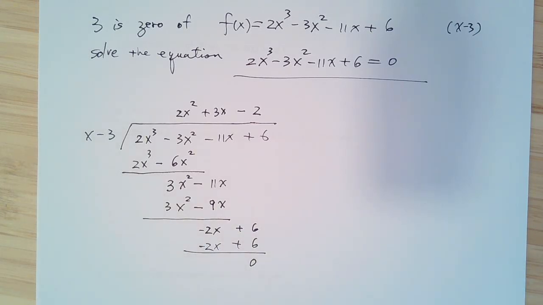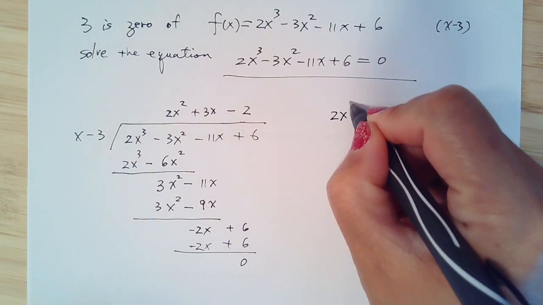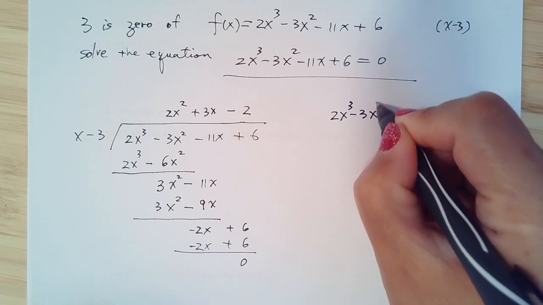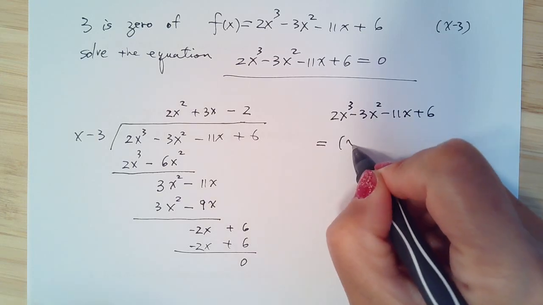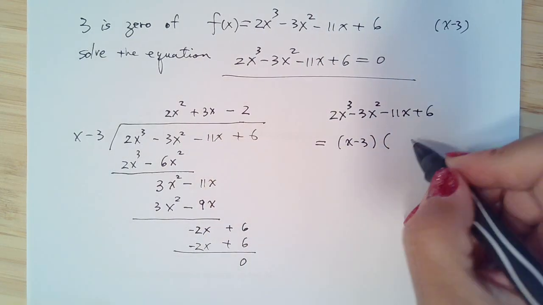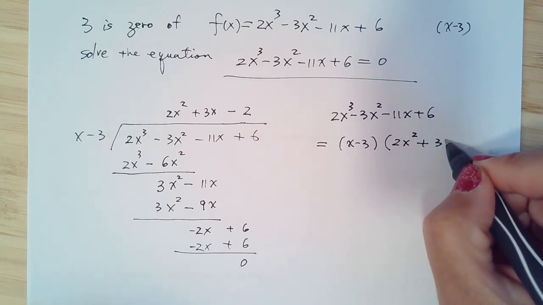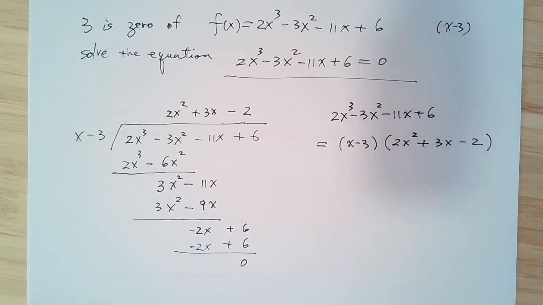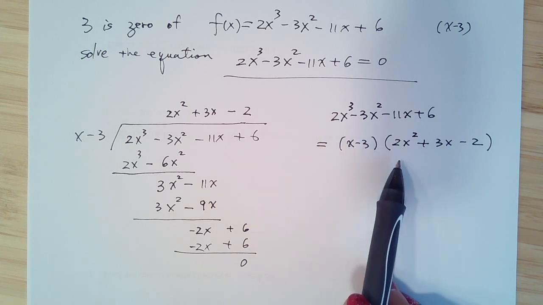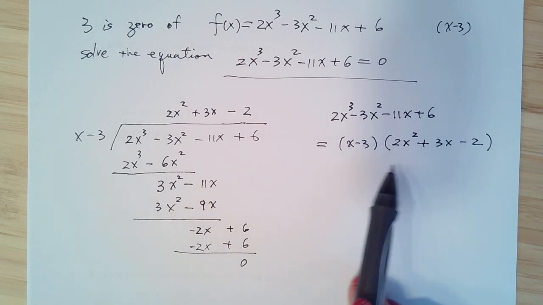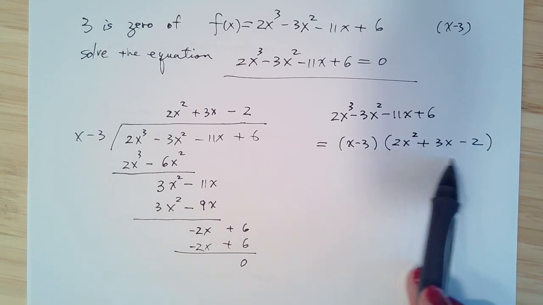So it is divisible. Therefore, I'm going to write 2x cubed minus 3x squared minus 11x plus 6. That is x minus 3 times 2x squared plus 3x minus 2, the quotient polynomial. Well, I don't have the formula to solve a cubic function, but I do have the formula to solve the quadratic function. This is okay because I leave it there. x minus 3 is already there.